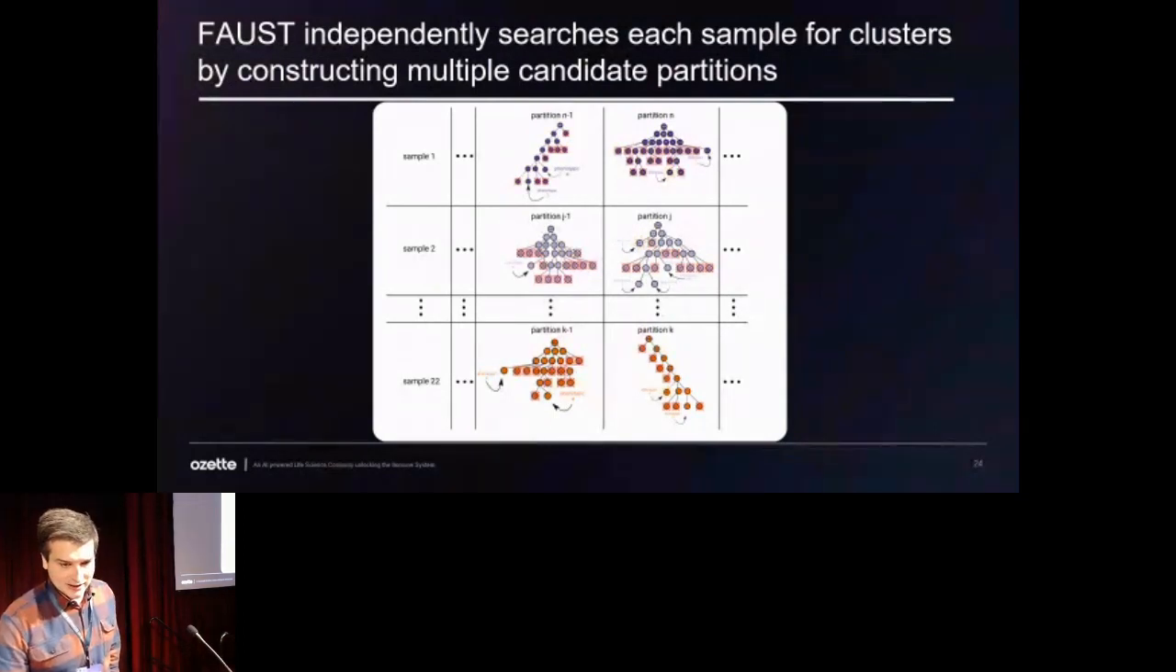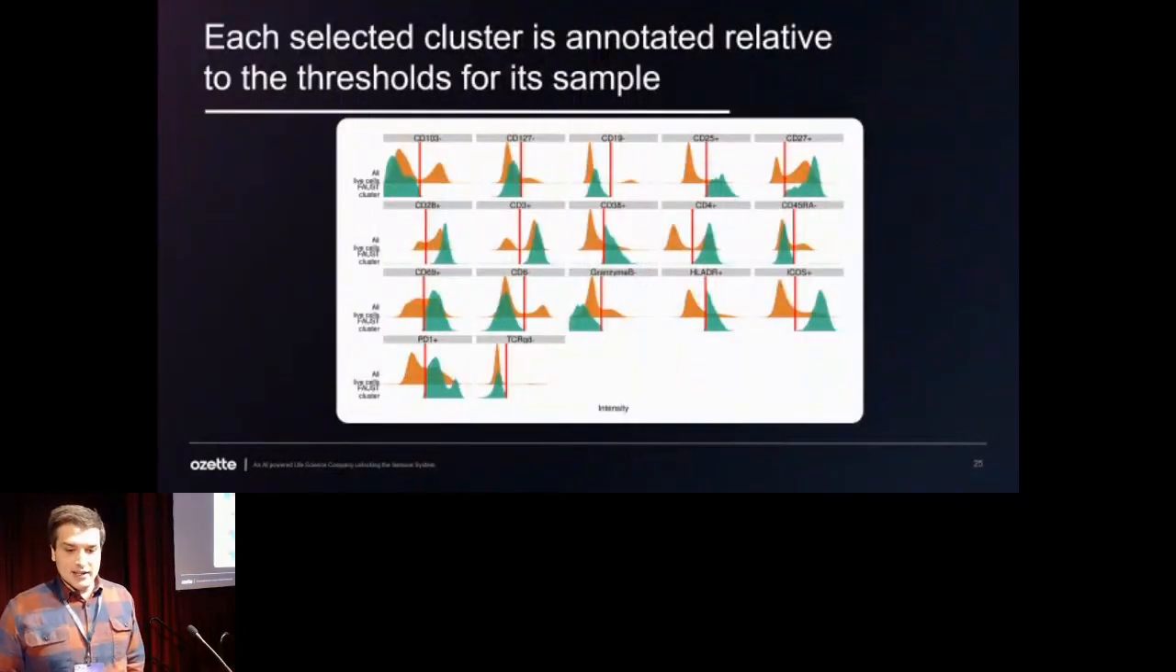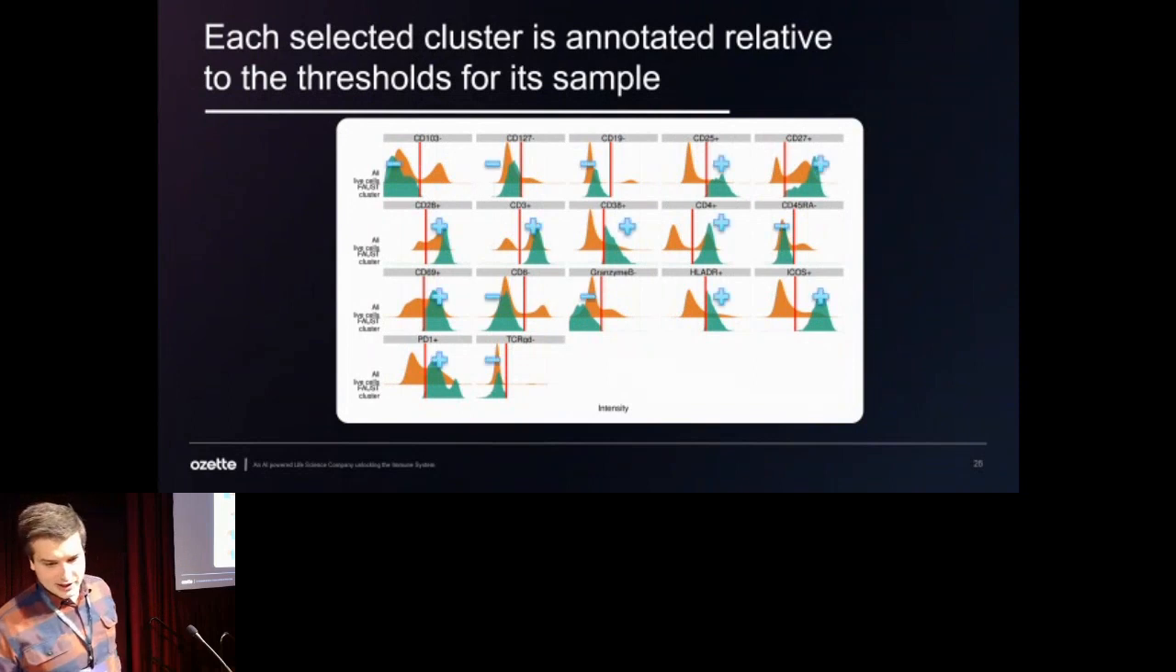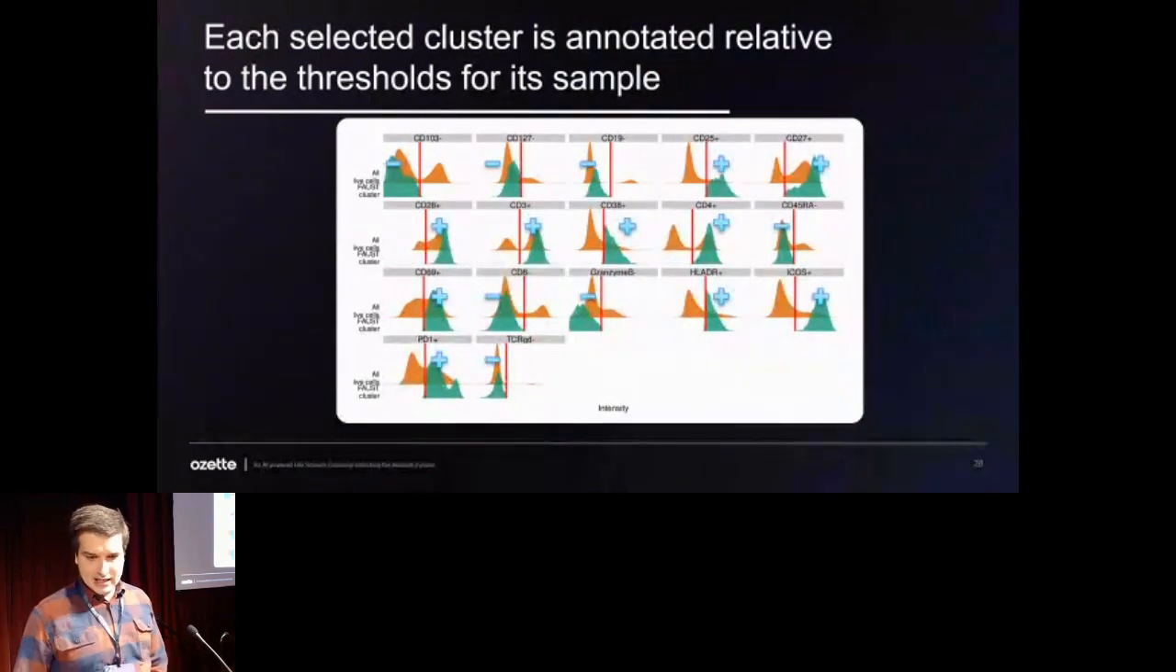And so each of these selected leaf nodes is then annotated relative to the adaptive threshold Faust had estimated earlier. What I'm showing here in the foreground, the green expression distribution is one of the selected clusters. In the background, the orange distribution shows the sample distribution among all live cells for these proteins. And this particular cluster gets the annotation CD103 negative because it falls below the CD103 threshold, CD28 positive because it's above the CD28 positive threshold, and so on for all the markers.